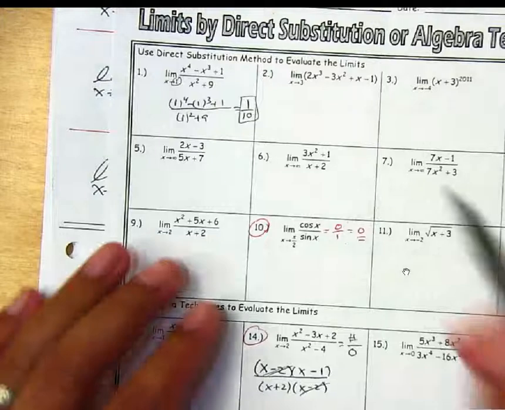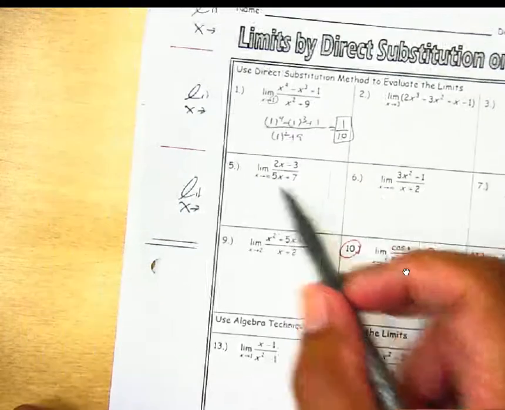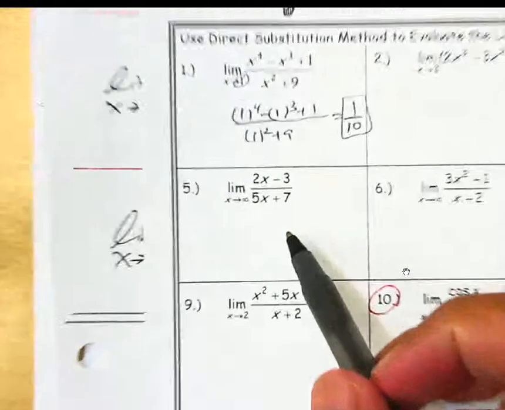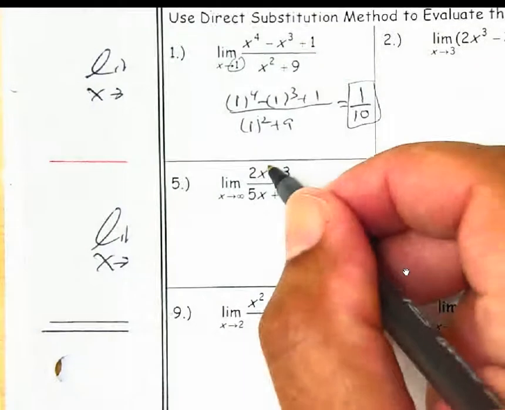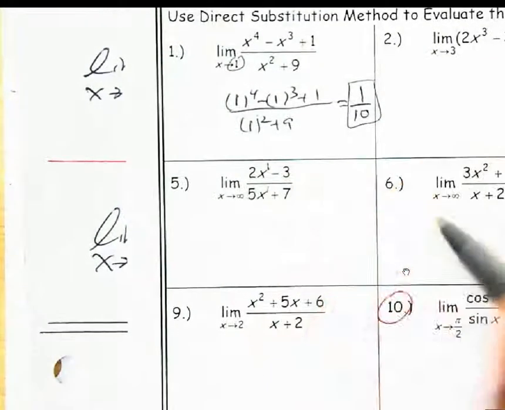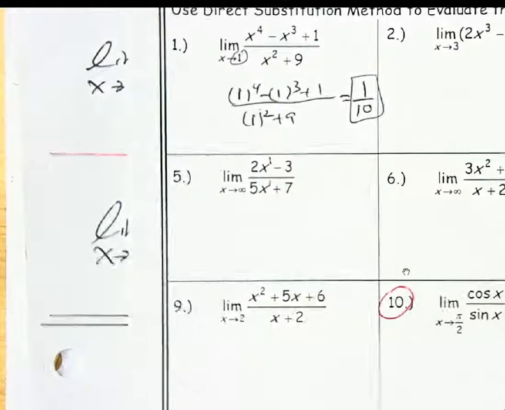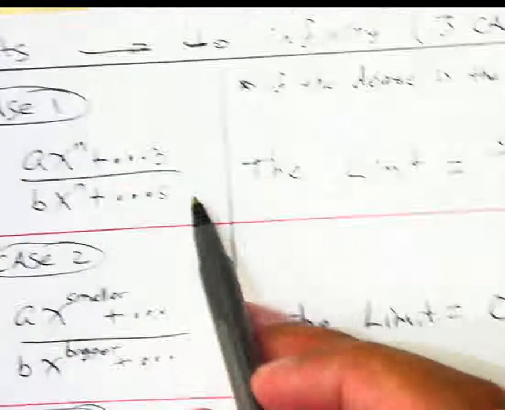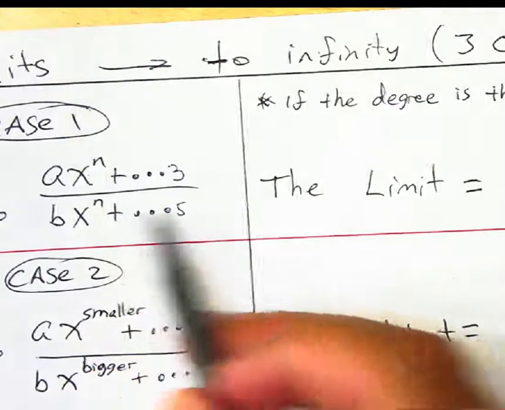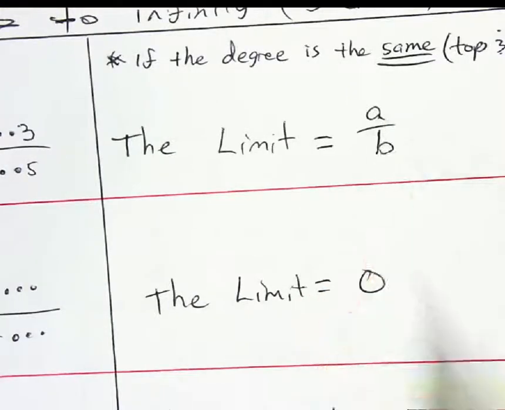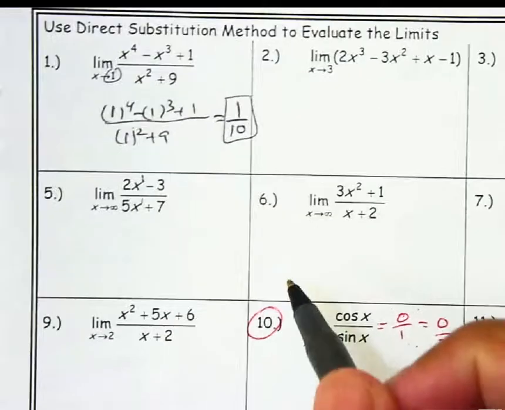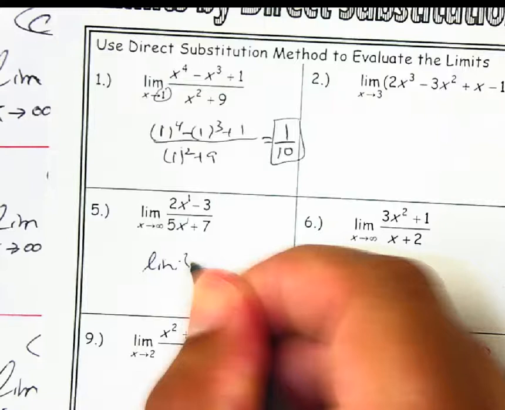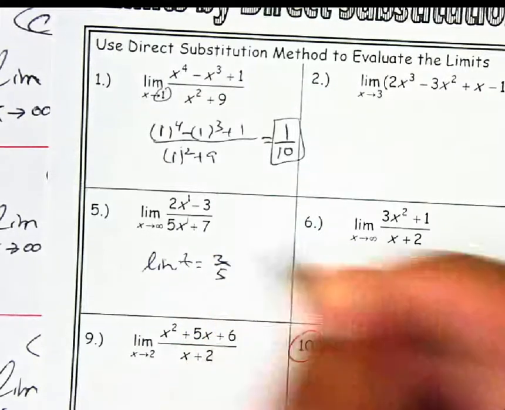Okay, so problem number 5. Let's talk about problem number 5. If you look at the exponents, it's 1 and 1, so it's the same exponent. So then we are in case number 1. Case number 1, same exponent. The limit is simply a over b. So in this case, the answer is going to be 2 over 5, a over b.